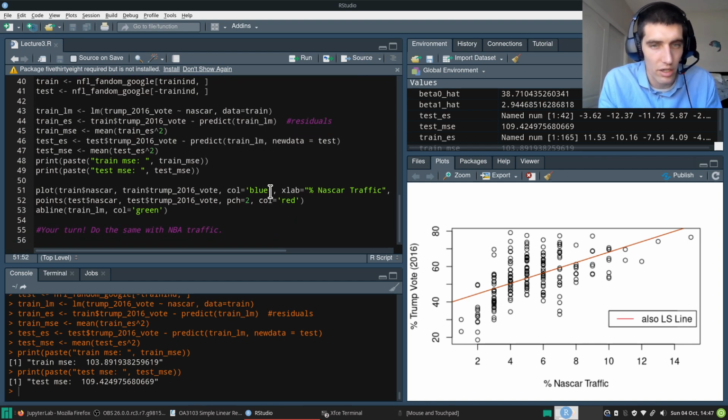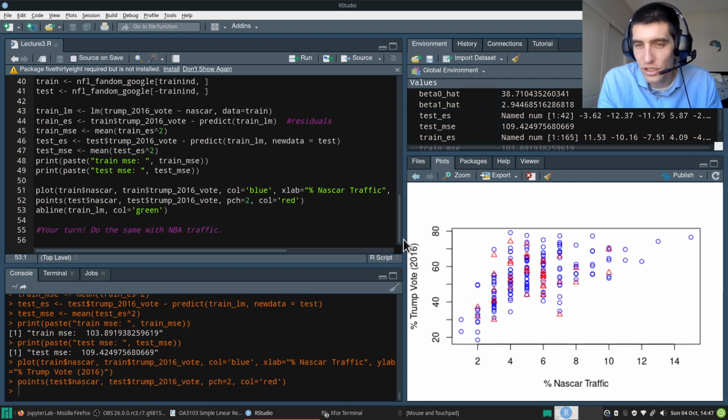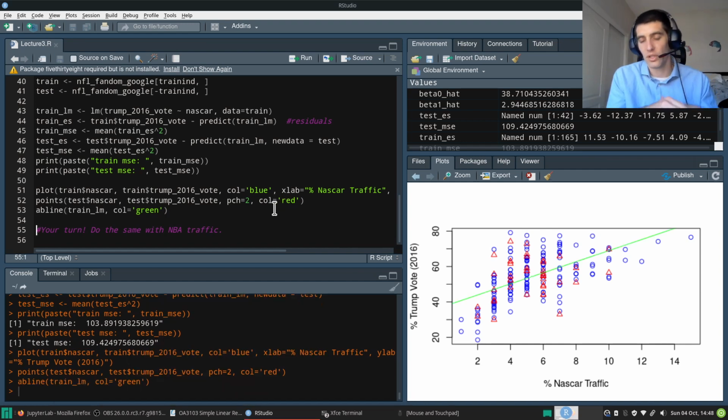And so let's just plot on here. I'm going to scratch this plot and start another one. Here's the training set. Here's the testing set, the red triangles. And here is the linear model built from the training set. All right, and so that's what I have here.